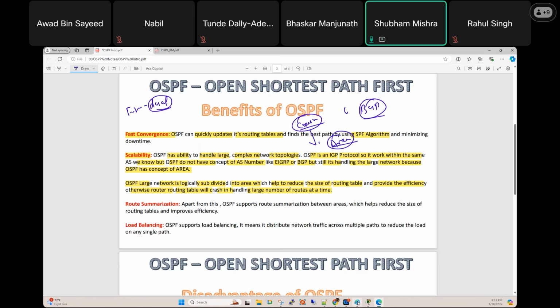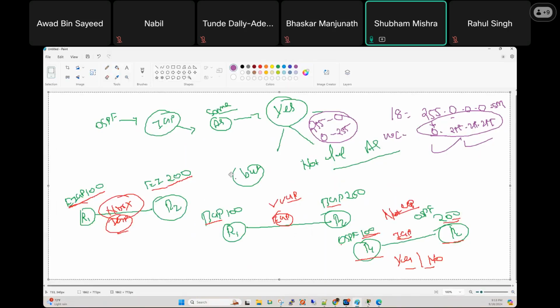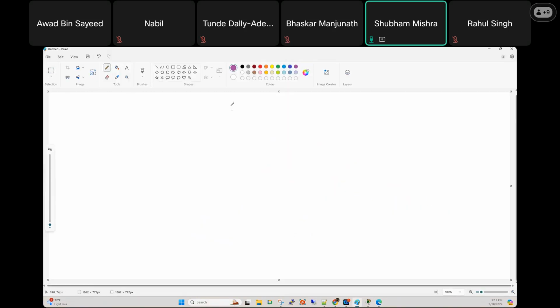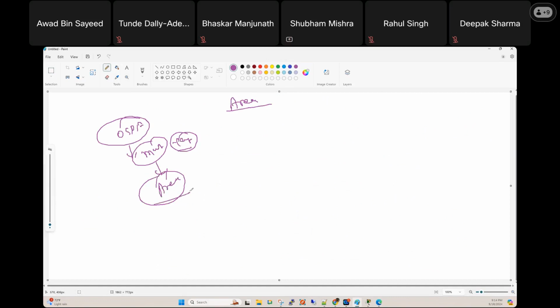See, OSPF uses the concept called area. You can understand area like this: if OSPF has, let's suppose, multiple routes or a large network, then OSPF divides that network in terms of areas. That is called area. Like first floor, second floor, third floor, like that.